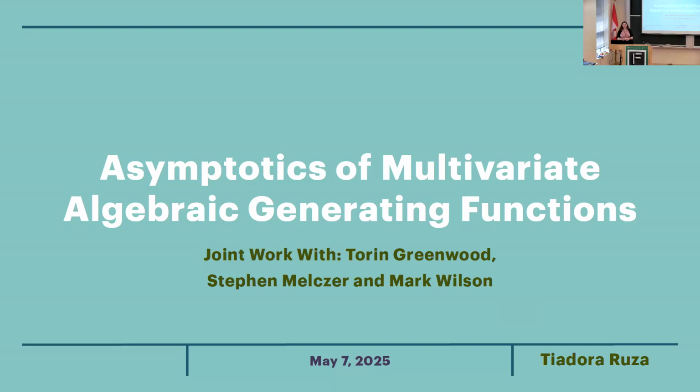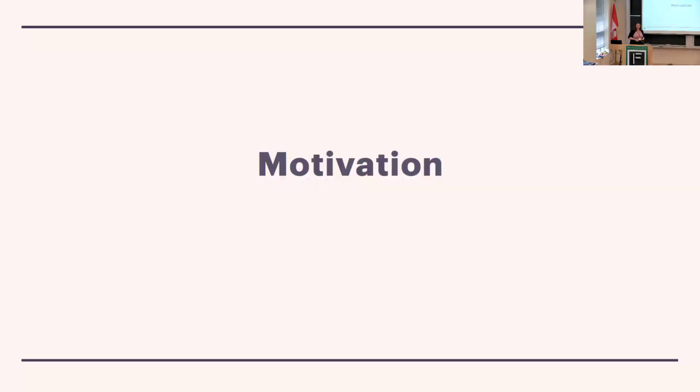The work I'm talking about today is joint work with Torrin Greenwood, who we heard from earlier today, Stephen Meltzer, and Mark Wilson. In particular, Andrew talked about rational generating functions. Now we're moving on to algebraic generating functions and how we can find those asymptotics. So let's just give some motivation. What's the type of question we might be asking when we're considering this?